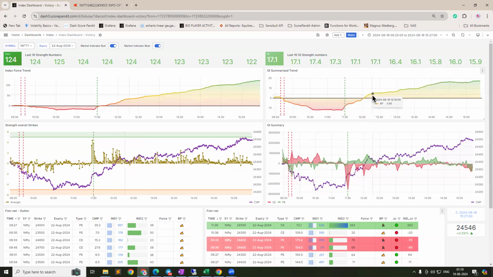Like I said, you can remain in the trade, and if you see a dip coming in this line, you can move out from your trade. So this is how easy it is now to trade using the Victory dashboard. I hope this will help you guys to trade your index trades and make your life easy, with the data and everything at your fingertips now.